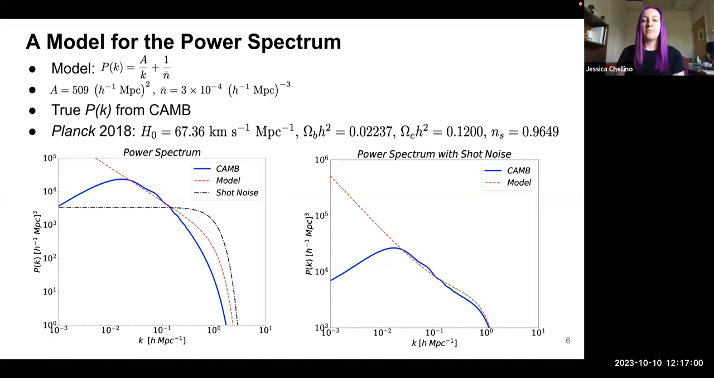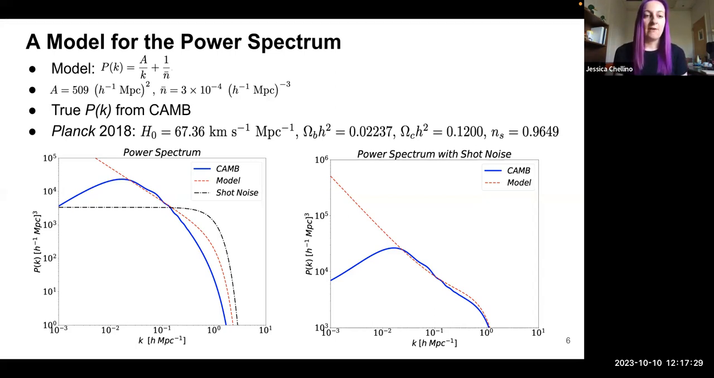So the first step is to model the power spectrum. We model it as some amplitude over wave number plus a shot noise term. We have found that the most optimal amplitude is 509 h inverse megaparsecs squared, and we use the BOSS number density for this. We compare our model to the true power spectrum, where the true power spectrum is from the code for anisotropies in the microwave background, using the values from Planck 2018.